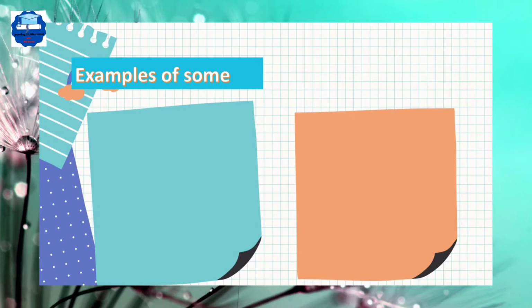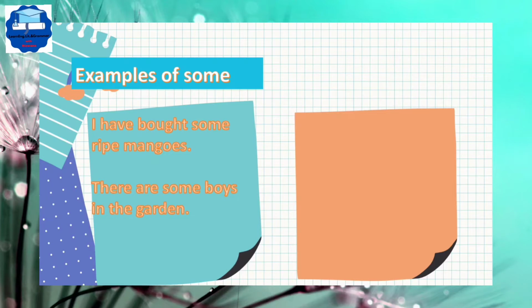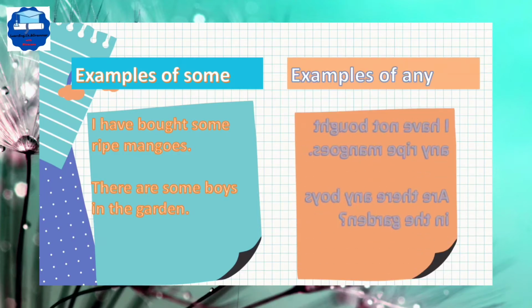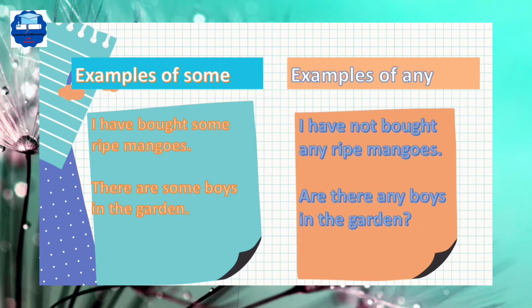Here are some examples of some and any. I have bought some ripe mangoes. There are some boys in the garden. I have not bought any ripe mangoes. Here we can see that in the negative sentence we have used any. Are there any boys in the garden? In the question sentence we have used any.